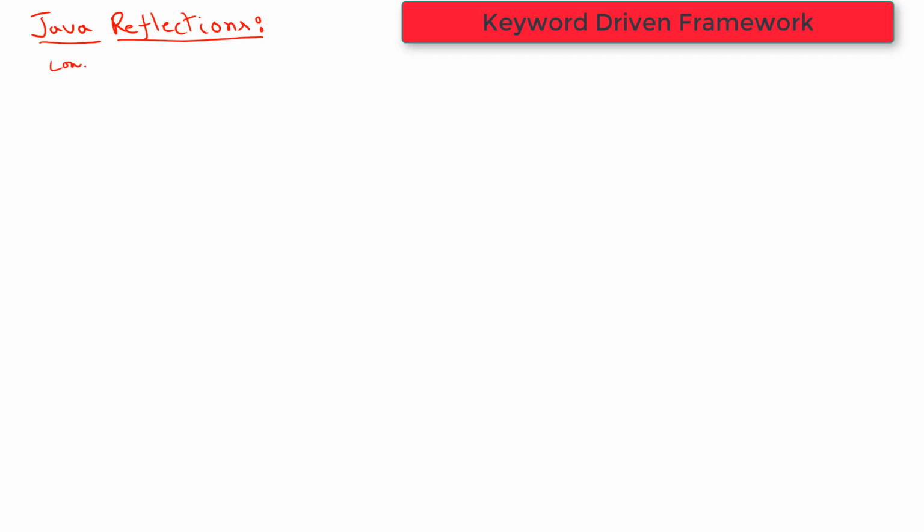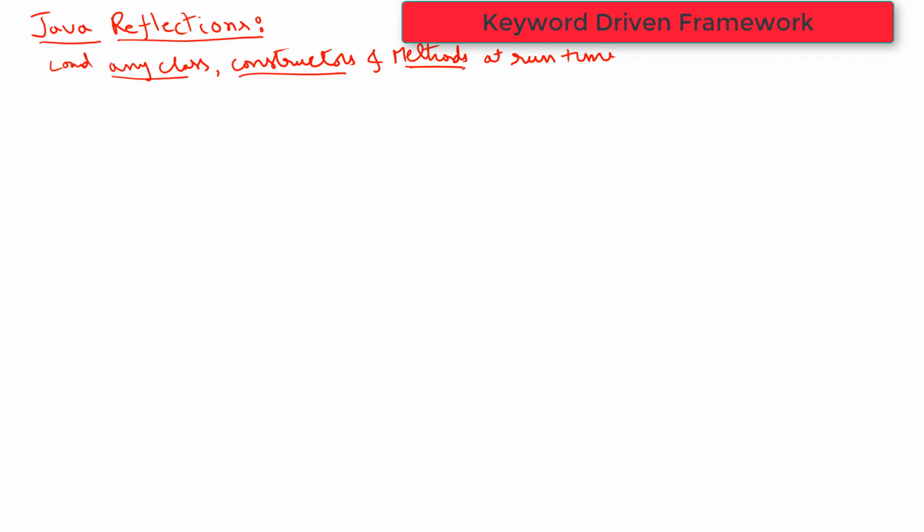So load any class, its constructors and methods at runtime. That means we don't need to create an object for any class, but if we want to load any class, constructors and methods at runtime, then we will use Java Reflections.